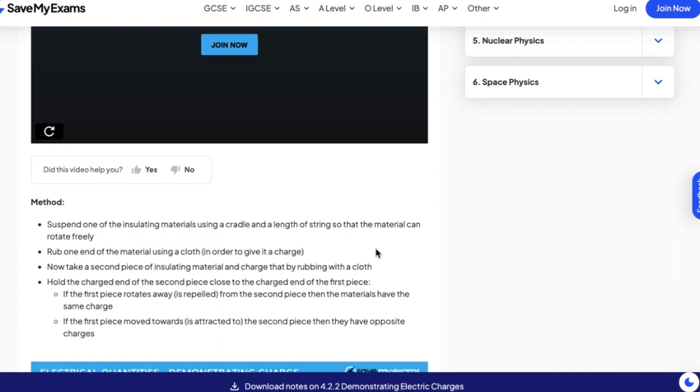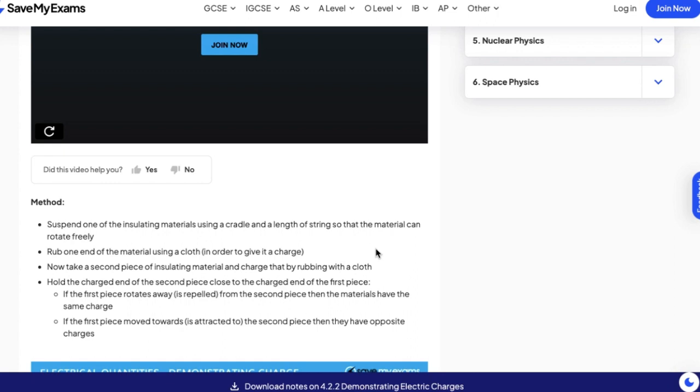Because if you rub it with a cloth, you're actually giving that material a charge. Now take a second piece of insulating material and charge it by rubbing with the same cloth. Then you hold the charged rod of the second piece close to the charged rod of the first piece. If the first piece rotates away, that means it's repelled from the second piece, then the materials have the same charge.